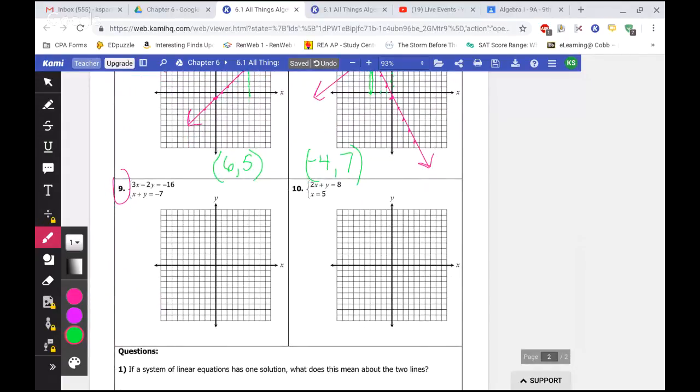All right, number 9. Neither one of those are in slope-intercept form, so that's the first thing that we have to do. So we're going to subtract 3x from both sides.